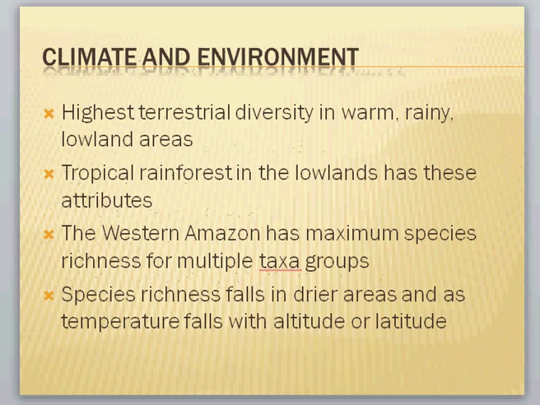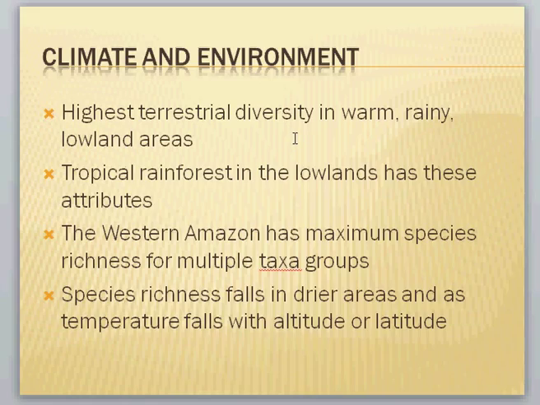So first of all, climate and environment. It will probably come as no surprise to you that the highest terrestrial diversity is found in warm, rainy, lowland areas. And basically this is like tropical rainforest areas. So tropical rainforest, which are high biodiversity areas, are generally found in warm, rainy lowland areas.